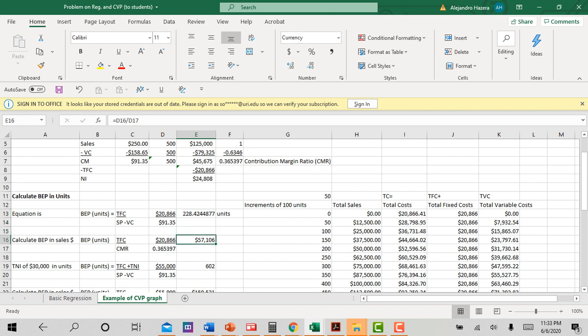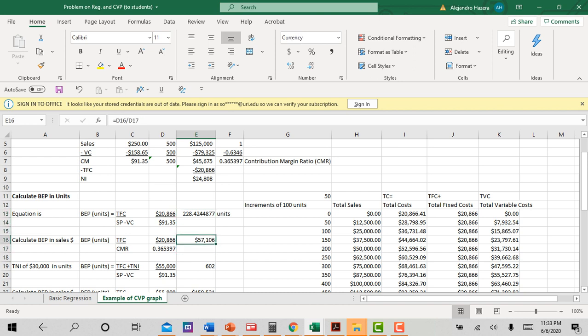Okay, and if you take your total fixed cost, like this is from the chat module 3, and divide by your contribution margin per unit, which is equal to $91.35, you will break even at 228 units. So you're way beyond the break-even point, and that looks pretty good.